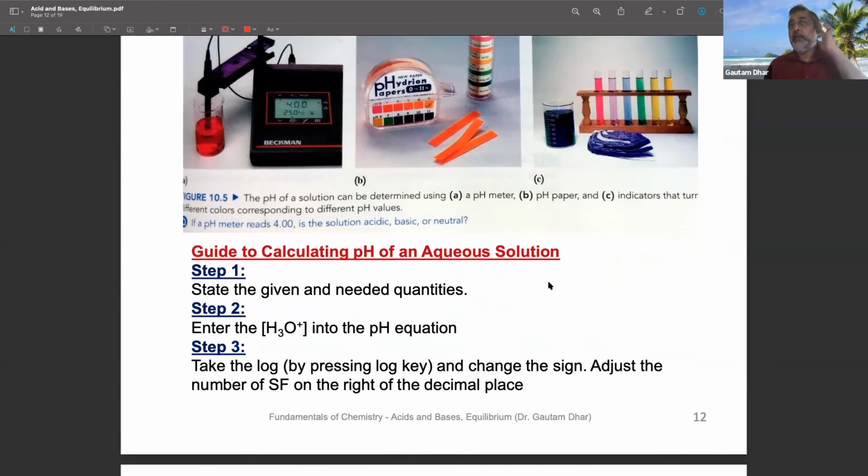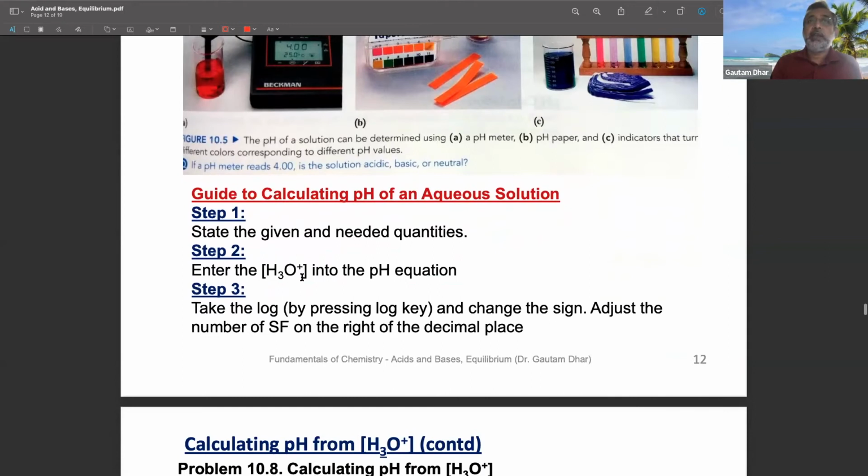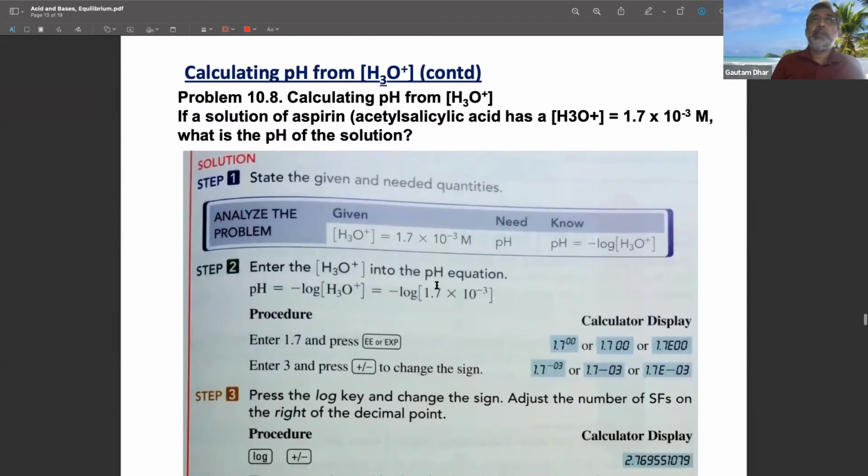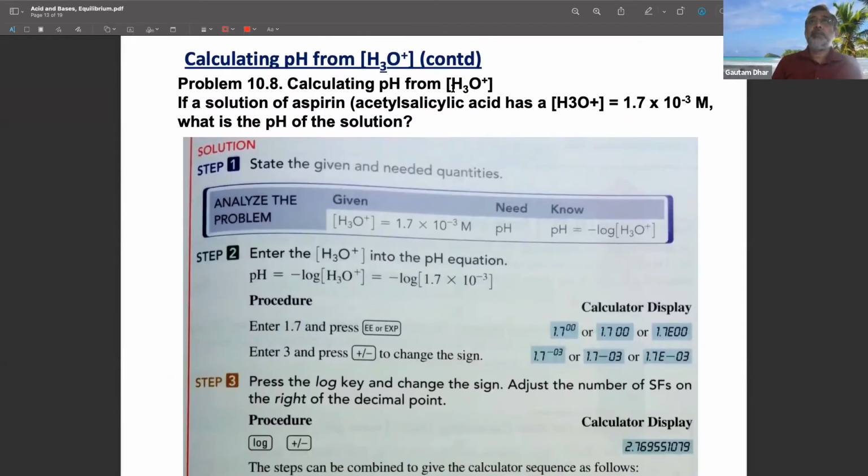Okay. Now, the guide to calculating the pH of an aqueous solution: state the given and needed quantities, enter the H3O plus into the pH equation, take the log by pressing the log key and change the sign. So do not forget to change the sign. Okay. And another thing is that the concentration has a negative power. For this problem, calculating the pH from H3O plus: if a solution of aspirin has an H3O plus concentration of 1.7 times 10 to the minus 3, what is the pH of the solution?